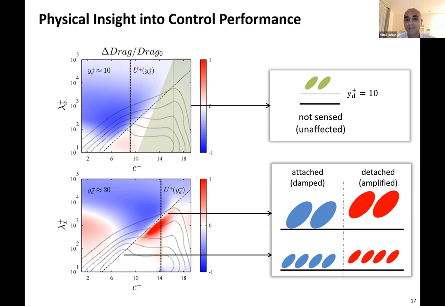Opposition control can suppress them. However, if the modes are detached from the wall, if they're located far from the wall, and you sense the velocities produced by these modes and you generate additional blowing and suction at the wall, you're not really affecting these modes. You're just creating additional turbulence on the bottom. And this leads to an additional amplification of these modes. So there's a transition between attached modes being suppressed and detached modes being amplified when you dig deeper into the effects of opposition control in spectral space.